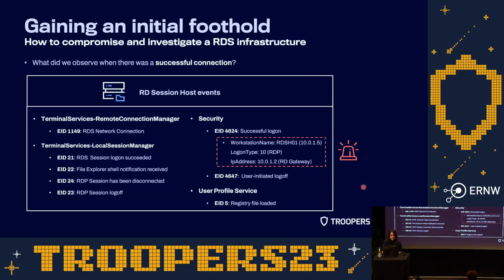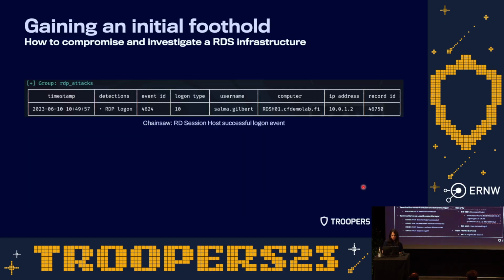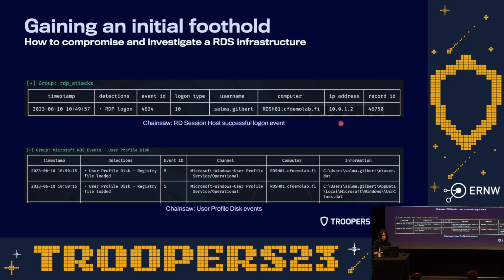And then we also have one event in particular that is related to the user profile disks being mounted. And in that case, we'll be able to see a user-specific registry file that is mounted. And so this is what the successful logon event looks like when it starts with Chainsaw. And we can here see the computer and then the IP address, which belongs to the RD gateway. And this is for the user profile disks as well. And we can see that we have the ntuser.dat and the UsrClass.dat that will be mounted.